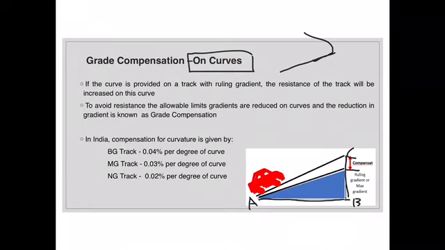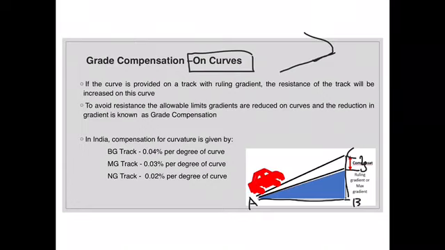So we make the gradient a little steeper. Now, what is the amount by which the gradient has been reduced? That we call the grade compensation. So from B to C, that's the ruling gradient, or the maximum gradient to be provided, and I'll take this point D. The gradient from B to D is the actual gradient provided at the curve.